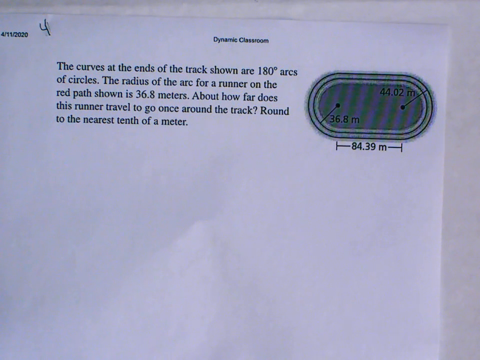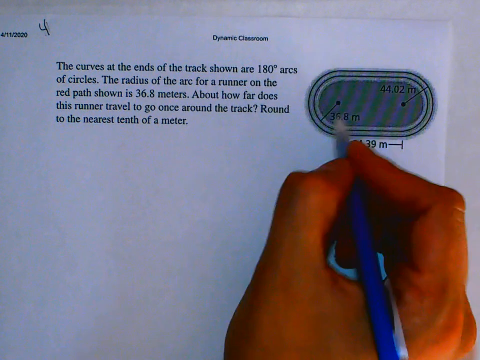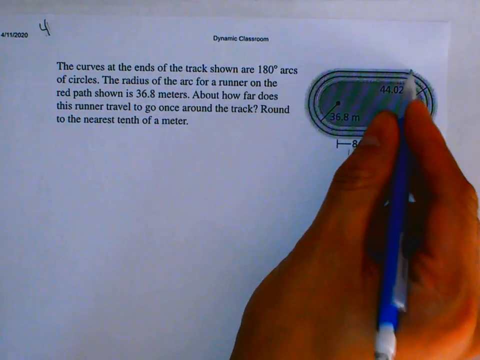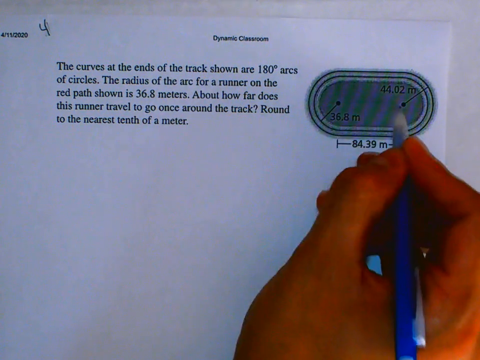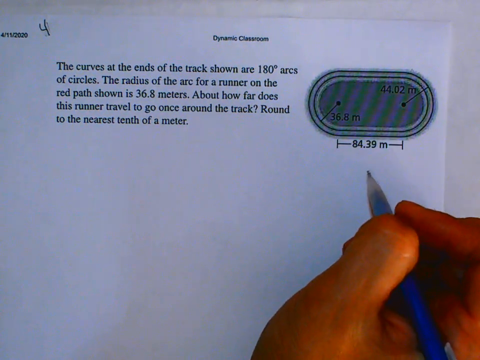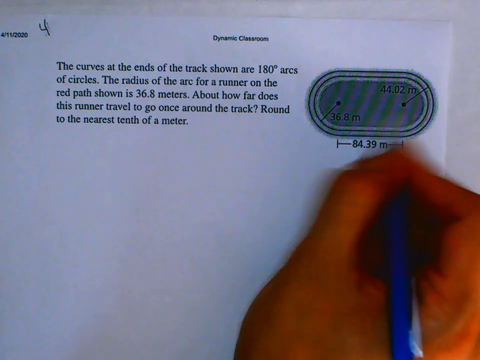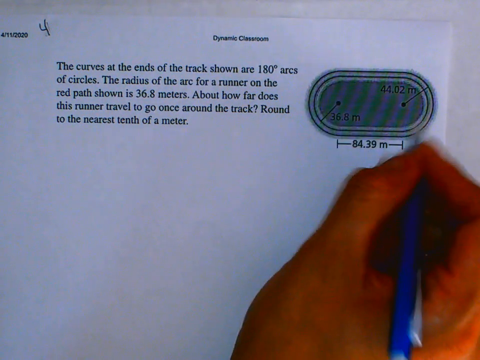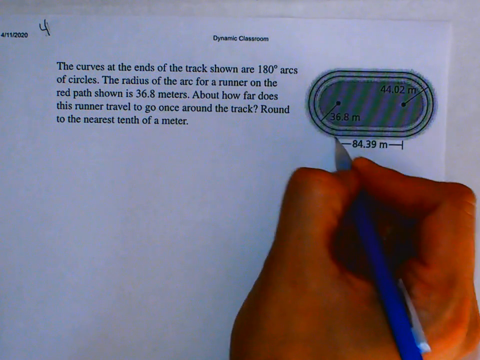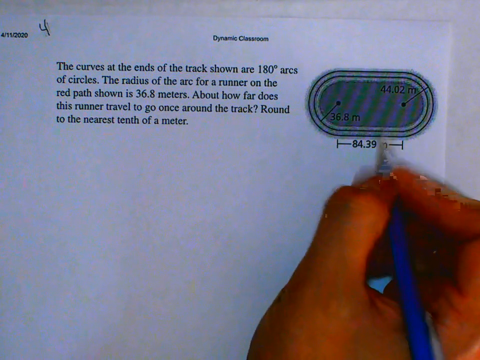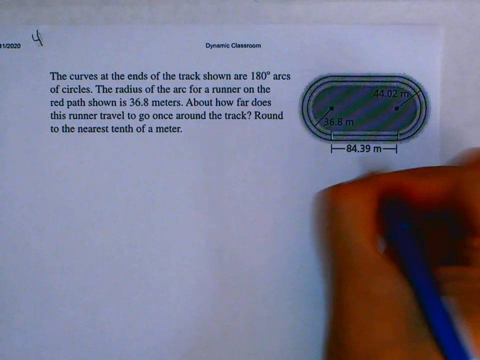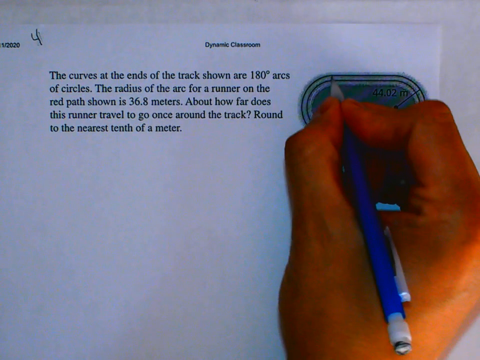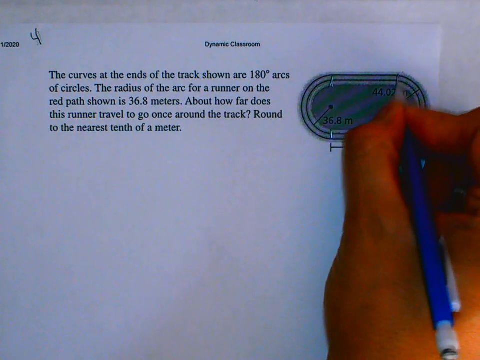Okay, last problem. So here you have a track. Now, as you know, tracks are made up of a rectangle and two semicircles. There is an inner radius and then there's an outer radius. So for this problem, they want me to find what this whole distance right here would be. So here's the thing. We've got to break this up. The distance from here to here is 84.39. And so is the distance from here to here.